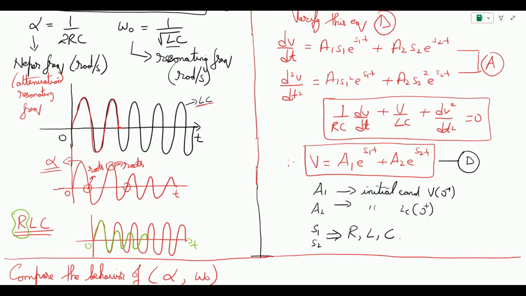So this is how the resistor is going to work in the RLC circuit. So the resistor is known as the damping element in the RLC circuits, and this damping is also equal to the behavior of alpha.